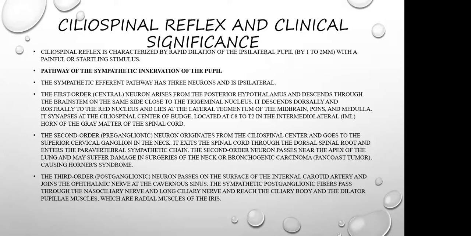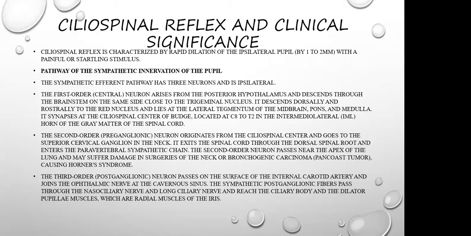The sympathetic efferent pathway has three neurons and is ipsilateral. The first order, the central neuron, arises from the posterior hypothalamus and descends through the brainstem on the same side close to the trigeminal nucleus. It descends dorsally to the red nucleus and lies at the lateral segment of the midbrain, pons and medulla.